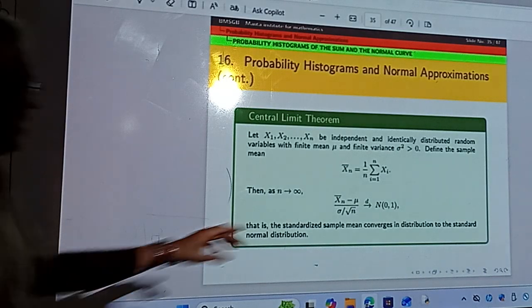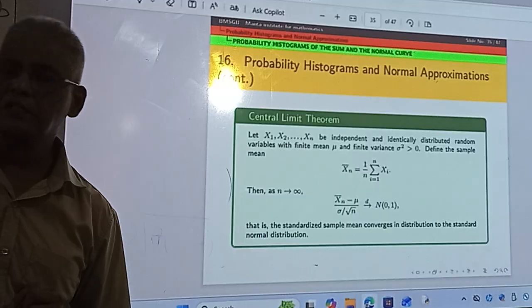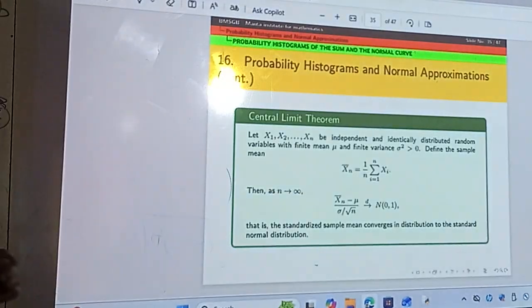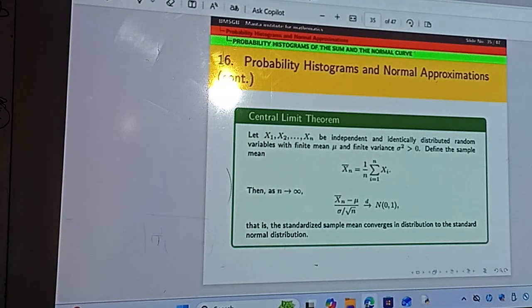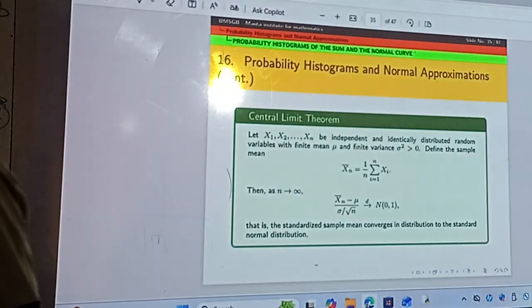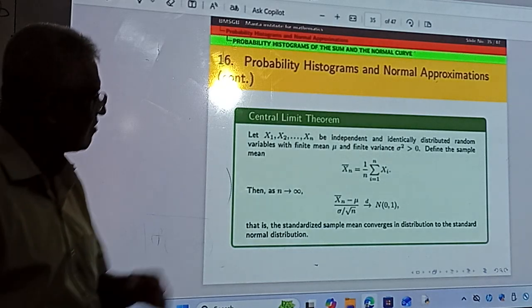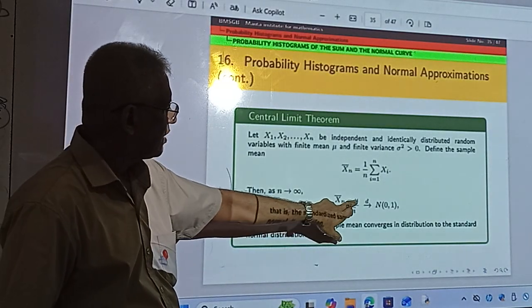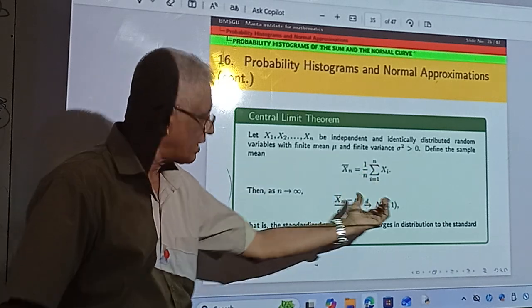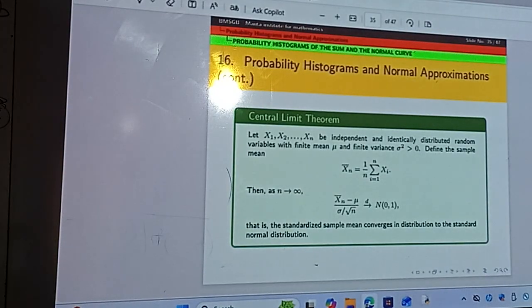This happens when n goes to infinity. It's a limit theorem. But of course, in practice, we don't have situations where n is infinity, right? So in practice we don't have situations where this theorem is valid exactly. The only thing is that we can use it approximately: if n is large, then we can say x bar n minus mu over sigma over root n is approximately standard normal. That is important.